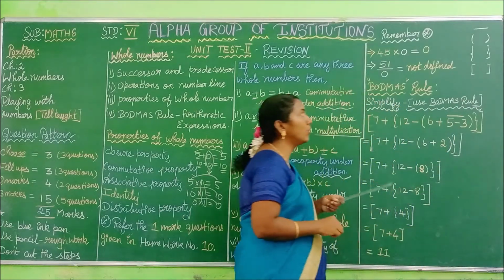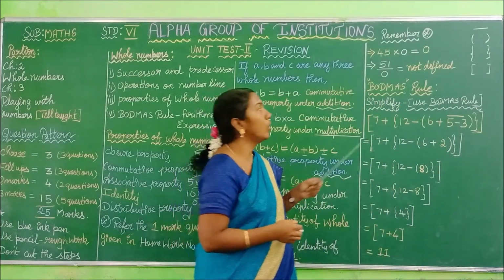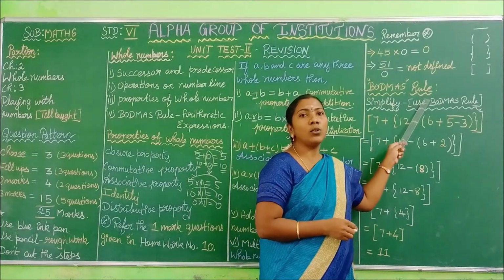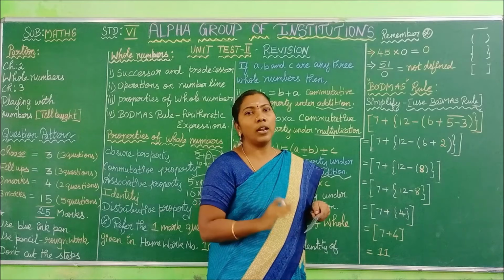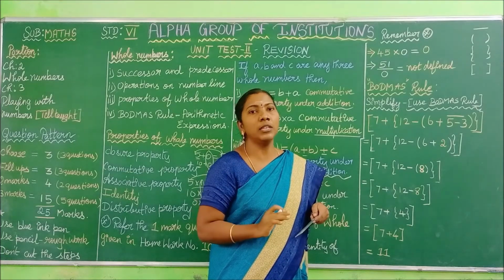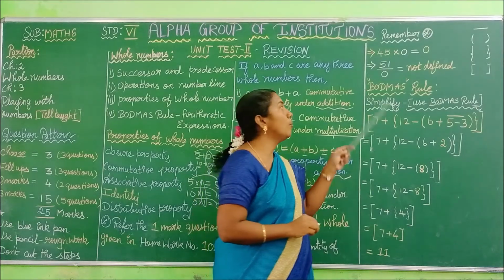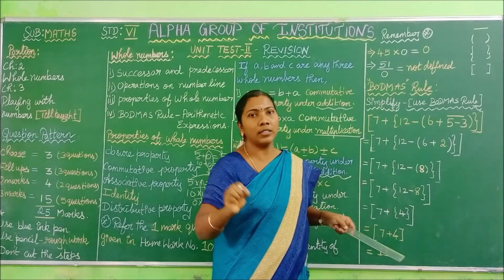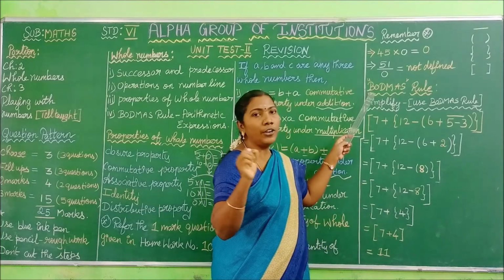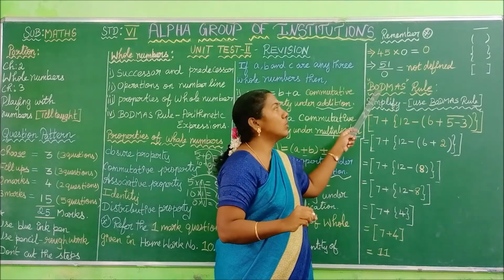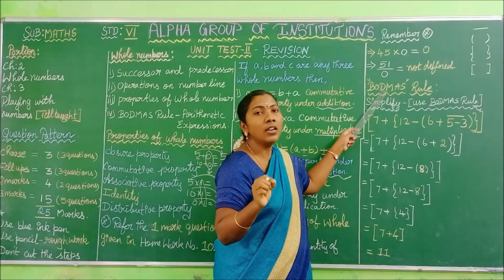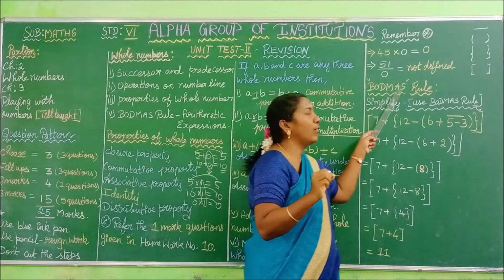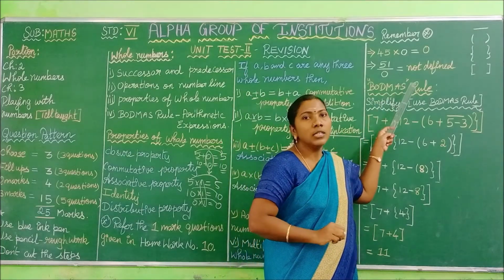Now we are going to see about the BODMAS rule. What is meant by the BODMAS rule? If an arithmetic expression contains the four fundamental operations and also brackets, you have to follow the BODMAS rule to evaluate that. Okay. B stands for, as you already know, brackets, O stands for of or order, D stands for division, M for multiplication, A for addition, and S for subtraction.